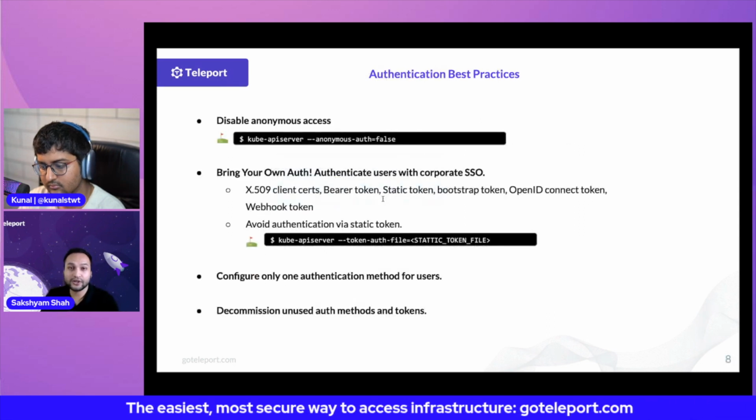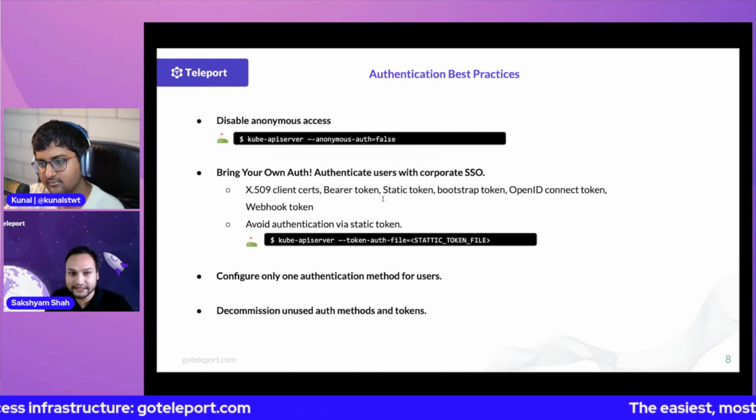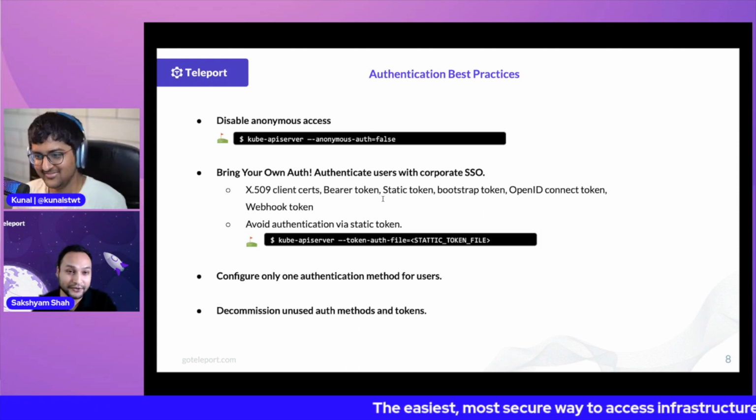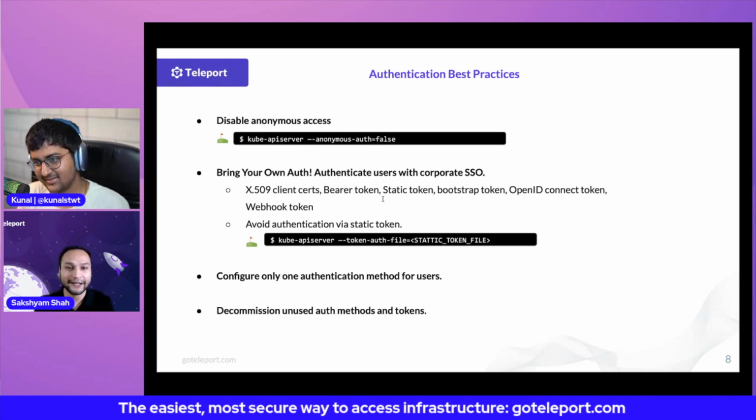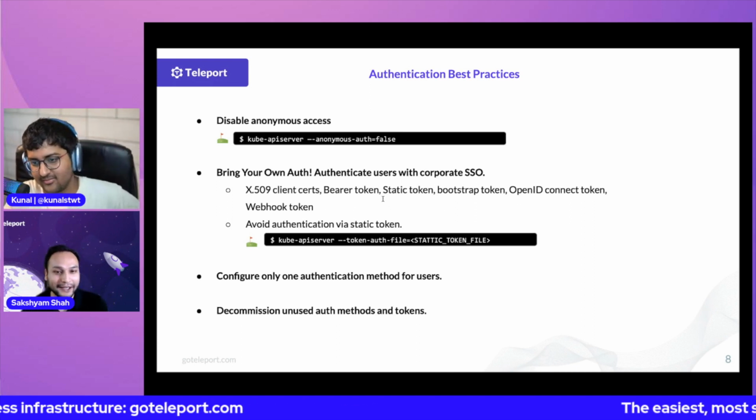Next, moving towards authentication best practices. The first one here is disabling anonymous access. I personally don't know why Kubernetes actually implemented this feature, because anonymous access has been wreaking security incidents way back in the infrastructure security space.